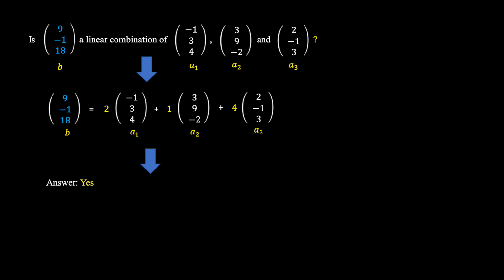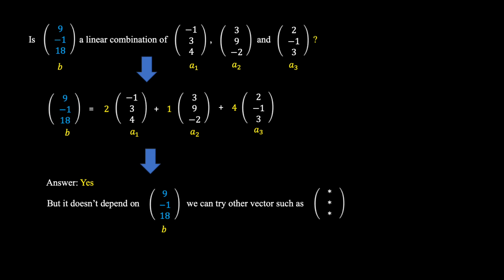We might have a question here. What decides whether vector b is a linear combination of a1, a2, and a3? The answer actually does not depend on the vector b itself. In fact, b can be an arbitrary vector but still be a linear combination of a1, a2, and a3 in this example.